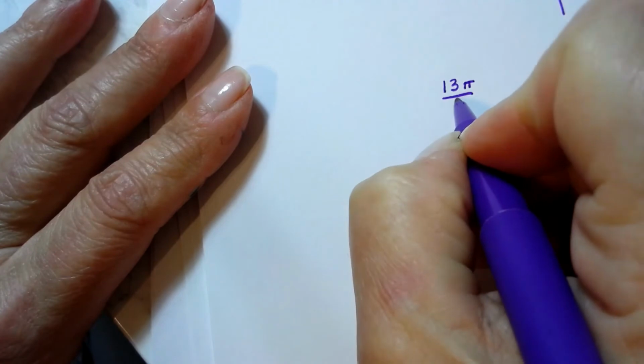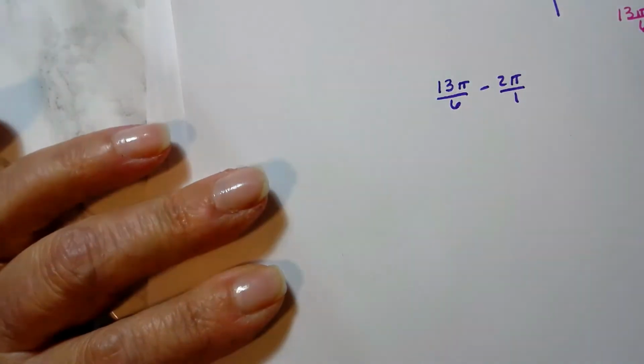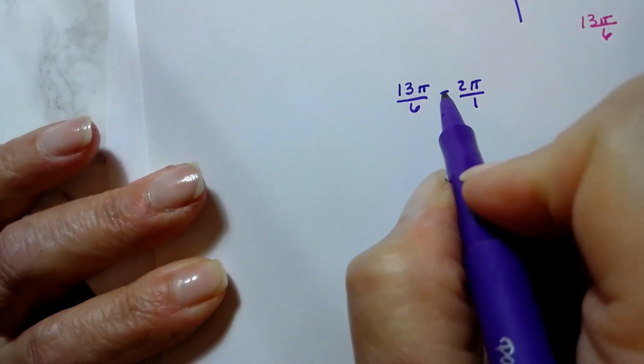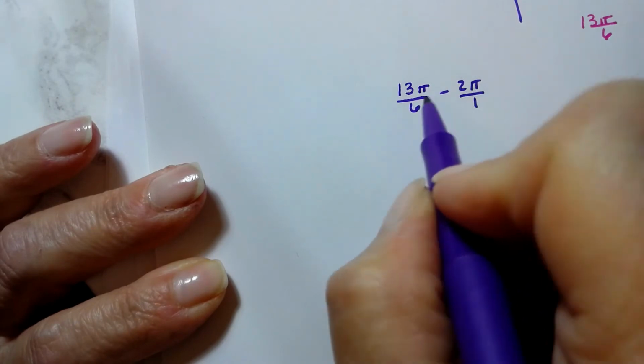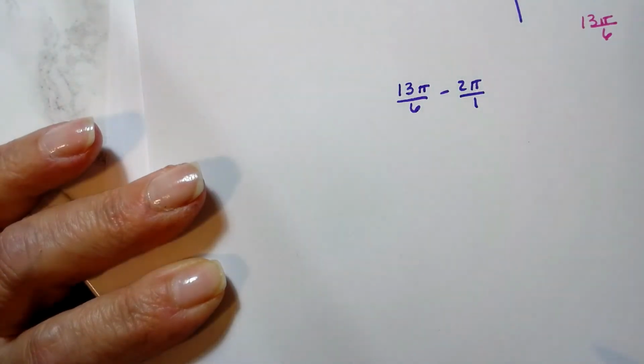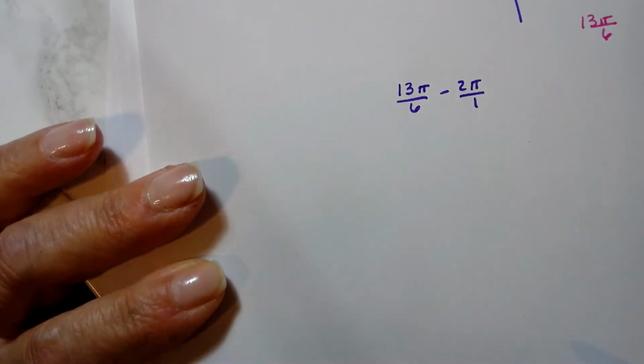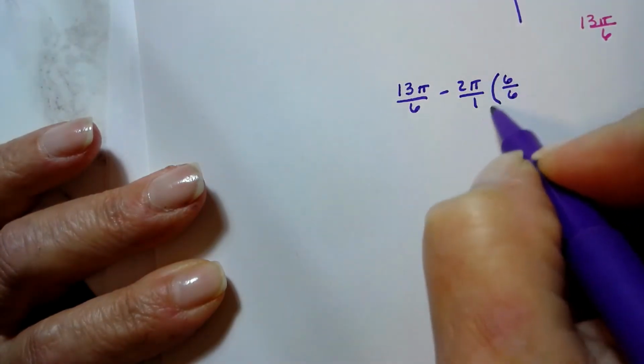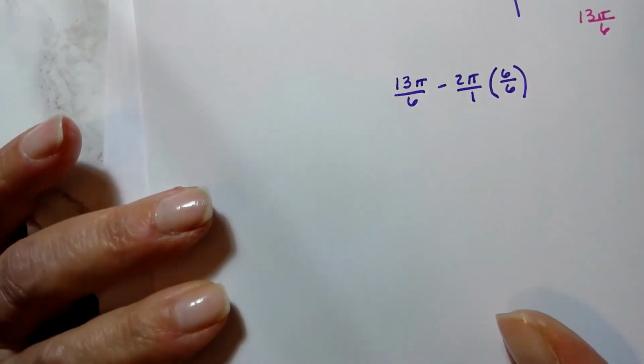Adding pi's is just like adding fractions. If I want to subtract 2 pi from 13 pi over 6, remember that 2 pi is over 1, right? I can't add or subtract, depending on the sign, and in this case it's subtract, because my denominators are not the same. So I have to make the denominators the same in order to add or subtract the numerators. This is an easy fix: I can multiply 2 pi over 1 by 6 over 6, an equivalent fraction.